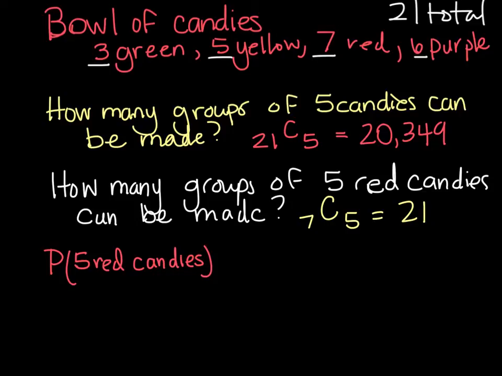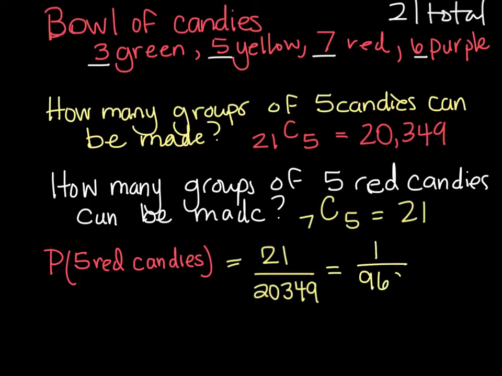So here we go. The probability that we get 5 red candies is want over total because it's probability. There's 21 groups with 5 red candies, and there's a total of 20,349 groups of 5. So that's our probability. Checking to see if that simplifies in my calculator, and it does. That becomes 1 over 969.